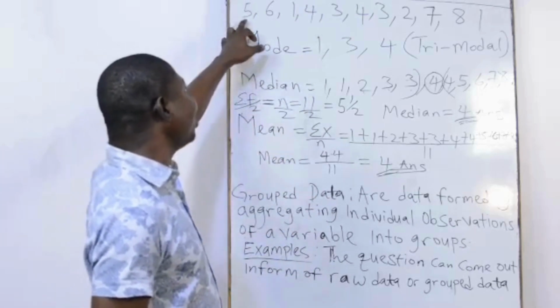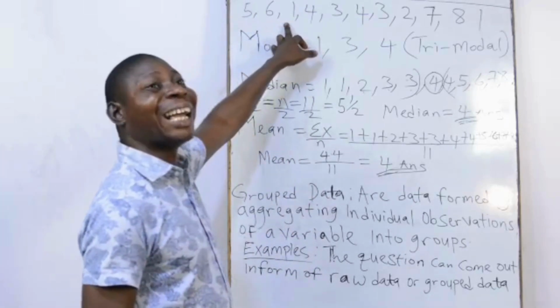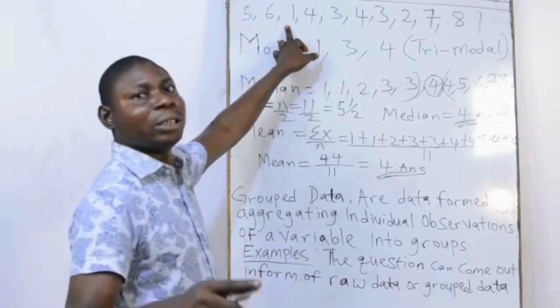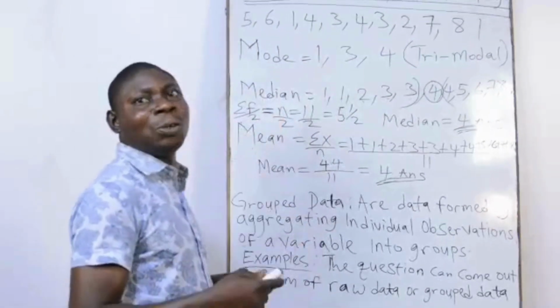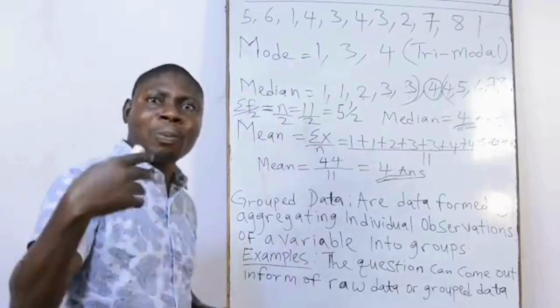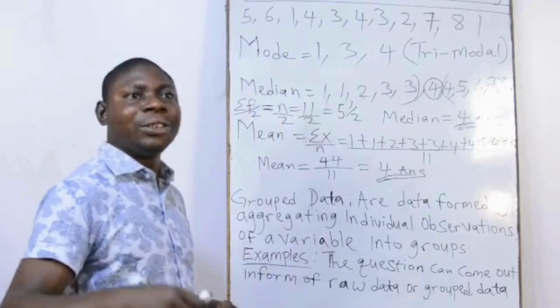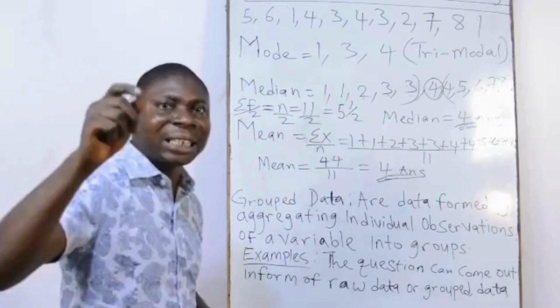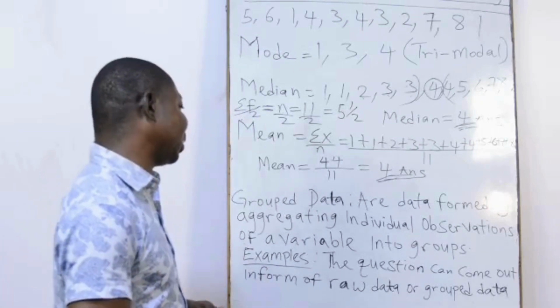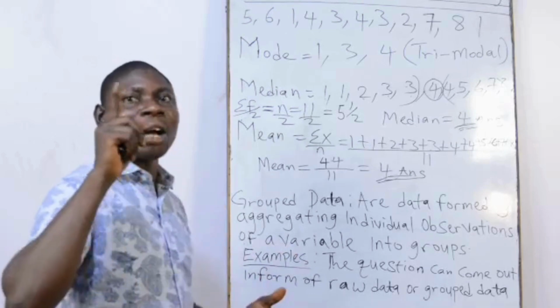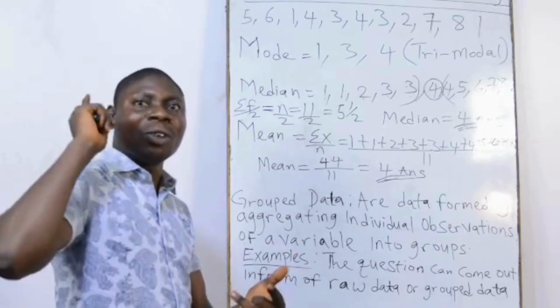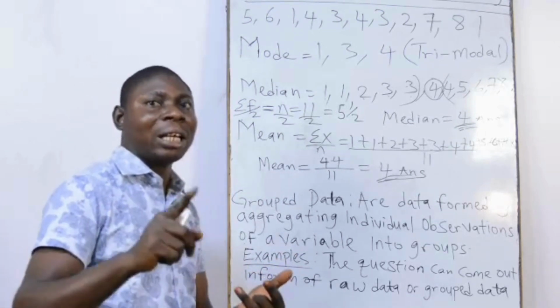Again, if our data is more than 11, maybe 100 or 80, adding them together will give you problems. So instead of that, you will use group data. Because of that, you need to know group data. So the question can come out in the form of group data or raw data.